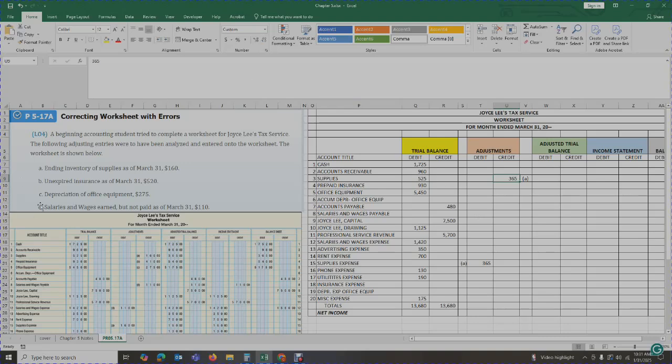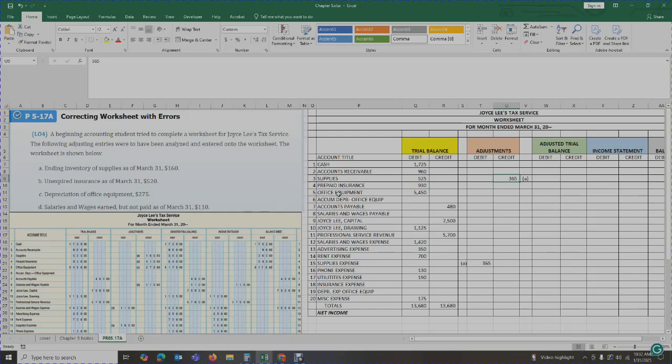Letter B deals with unexpired insurance. It says unexpired insurance as of March 31st is $520. So what does this tell us? This tells us that we had prepaid insurance, which is a very common practice in businesses. Usually we pay our insurance up front for a year. So in this scenario, we have unexpired insurance of $520.